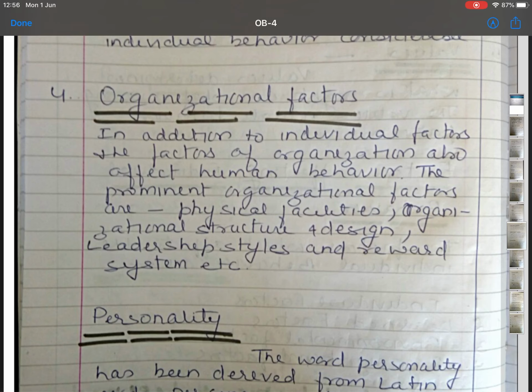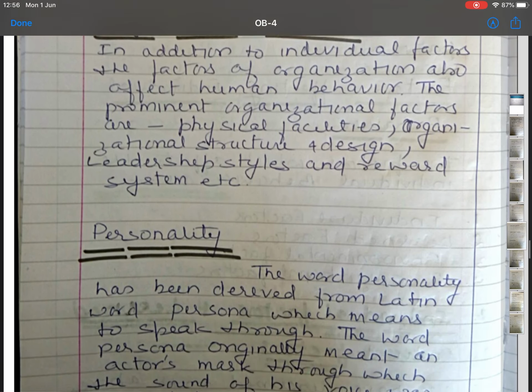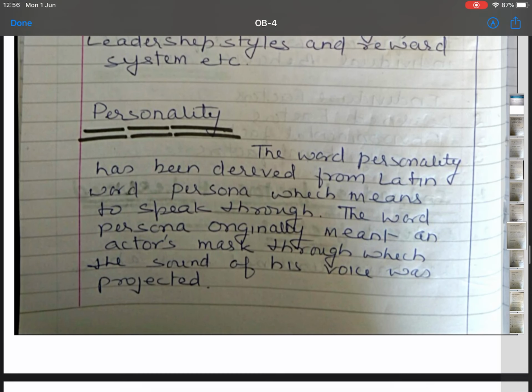Now the next topic is personality. The word personality has been derived from the Latin word persona, which means to speak through. The word persona originally meant an actor's mask through which the sound of his voice was projected.